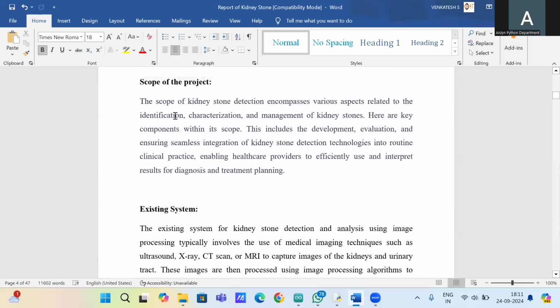It's the scope of the project. The scope of kidney stone detection encompasses various aspects related to identification, characterization, and management of kidney stones. Here are the key components within its scope. This includes the development, evaluation, and ensuring seamless integration of kidney stone detection technologies into routine clinical practice, enabling healthcare providers to effectively use and interpret the results for diagnosis and treatment planning.